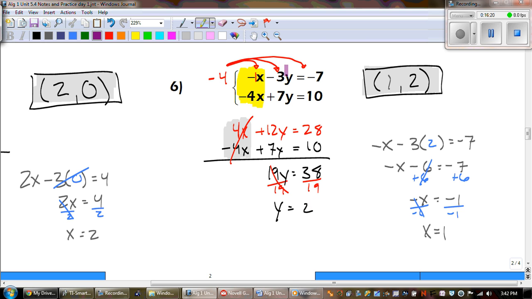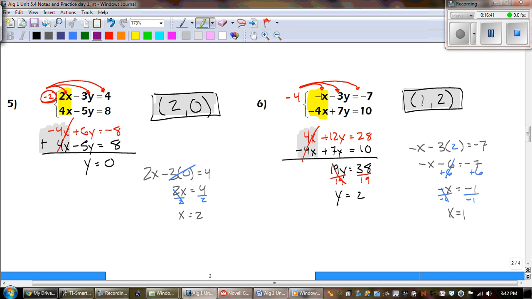Remember, you can plug it into either original equation, the top or the bottom. I chose the top. -3 times 2 is -6. I added 6 to both sides. Don't forget about that negative. And so I divided by -1, and we get that x equals 1.